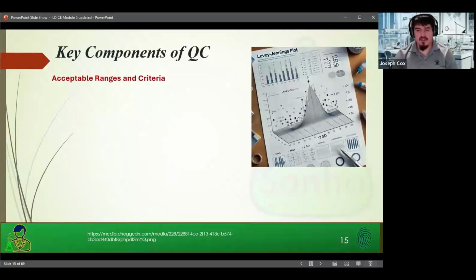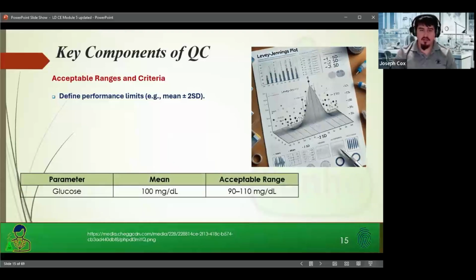Acceptable ranges and criteria. Define your performance limits. So, for example, plus or minus 2 standard deviations. In this instance here, we have our parameter. We have glucose, our mean at 100 milligrams per deciliter, and then our acceptable range being 90 to 110 milligrams per deciliter.